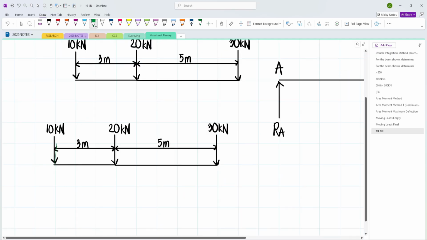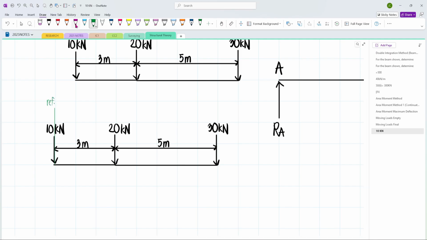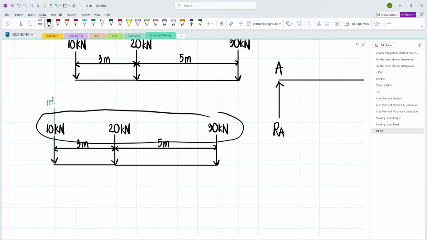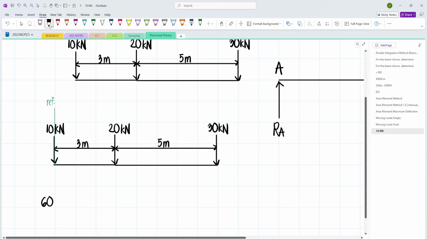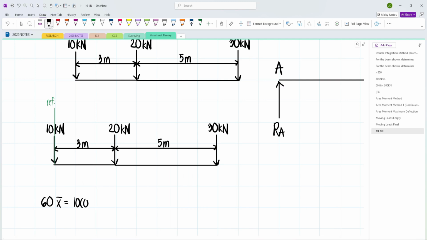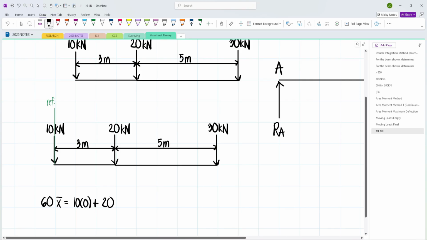So, sabihin lang natin, ito yung reference axis. Then, solve natin yung barred X. So, the resultant of the following loads would be 30 plus 20 plus 10. So, that would be 60 kilonewtons times barred X equals, ito yung reference axis, so 10 times 0, then plus 20 multiplied by 3 meters going to the reference axis. Then we have 30 kilonewtons to the reference axis. The distance is 8 meters.